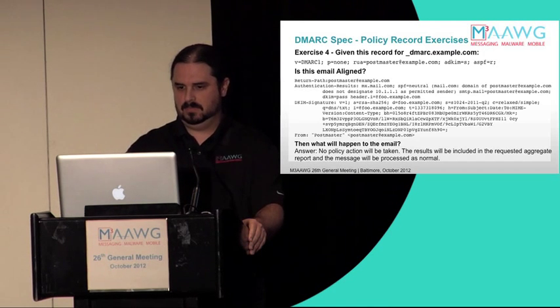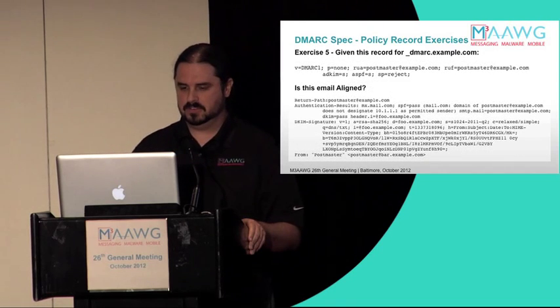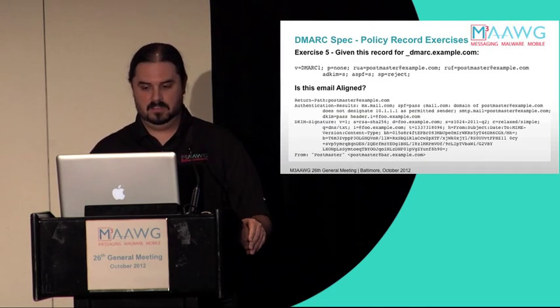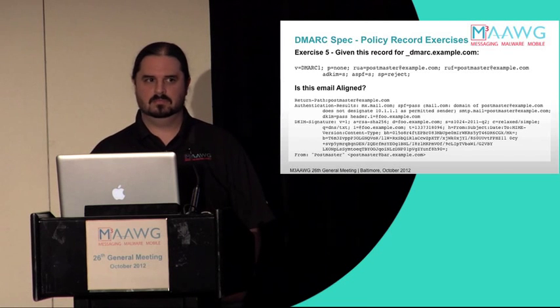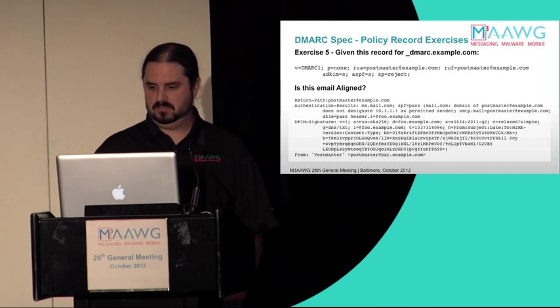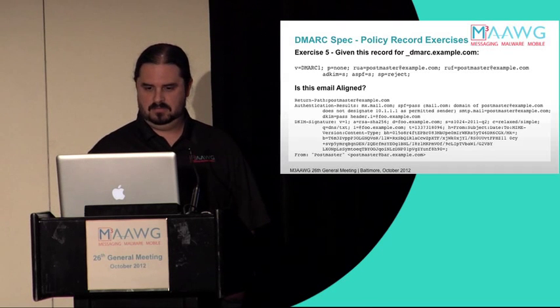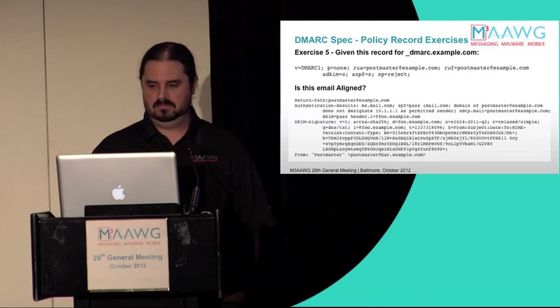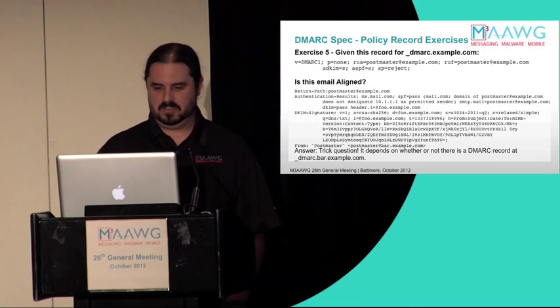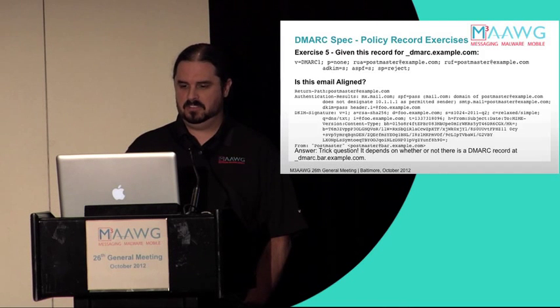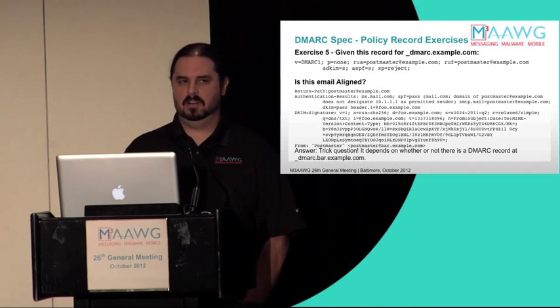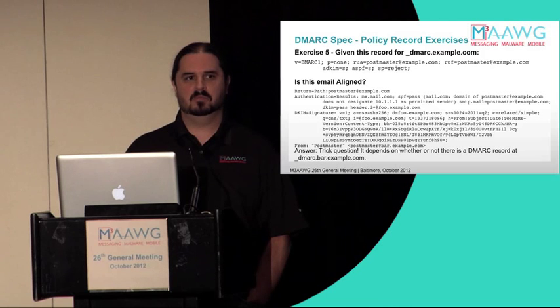All right. So now given this record for _dmarc.example.com, is this email aligned? Anybody? I see people shaking their heads. Why? The subdomain policy is reject. And none of them pass. This is actually a trick question. It depends on whether there is a DMARC record at _dmarc.bar.example.com, because the exact from domain is bar.example.com, and that record will be looked at first.